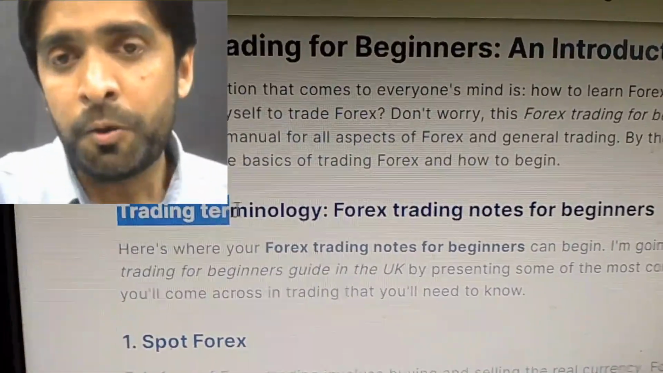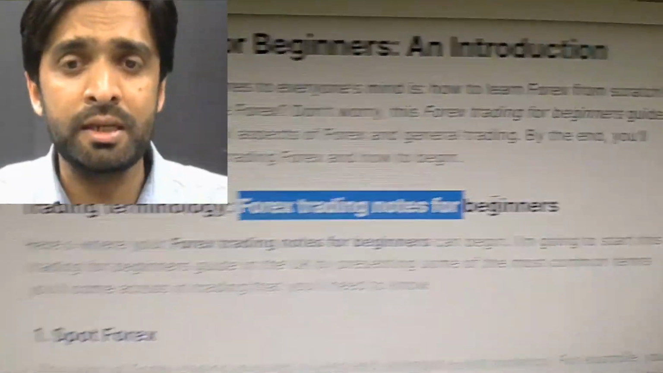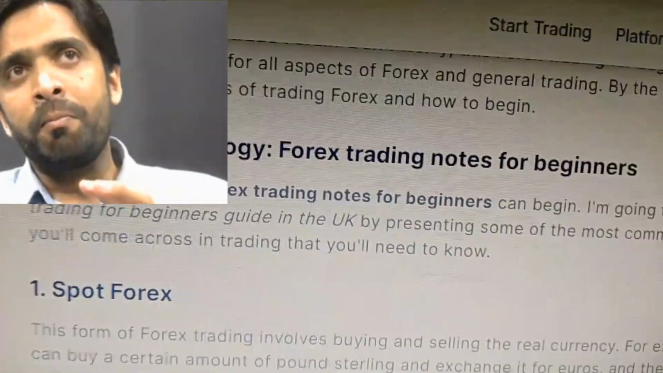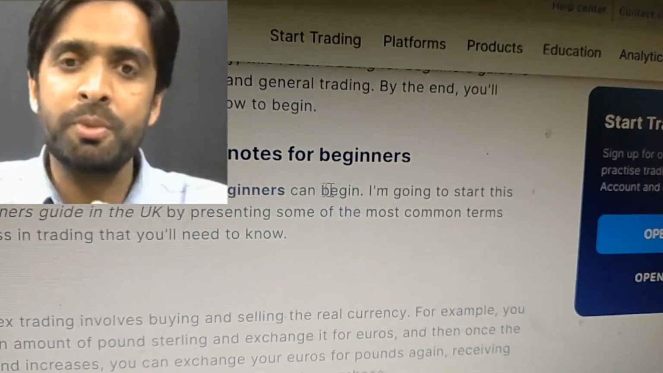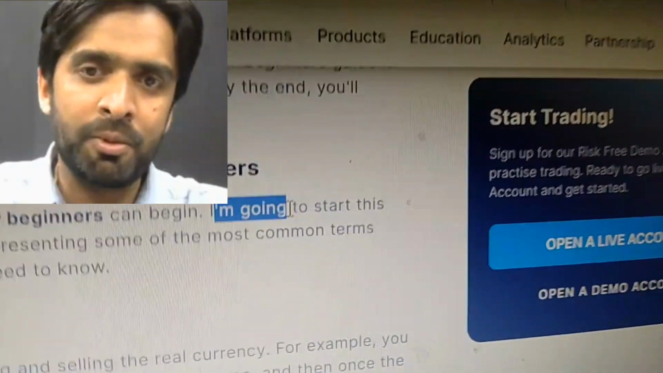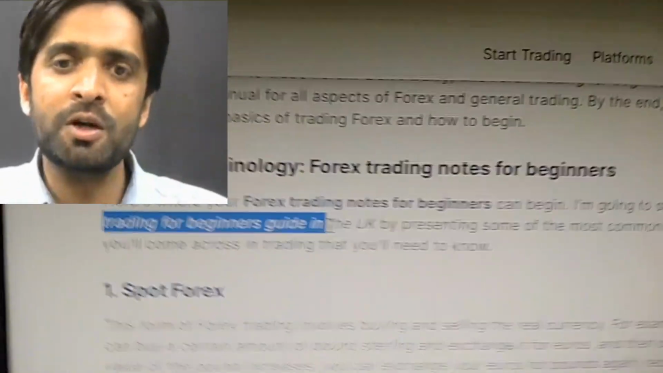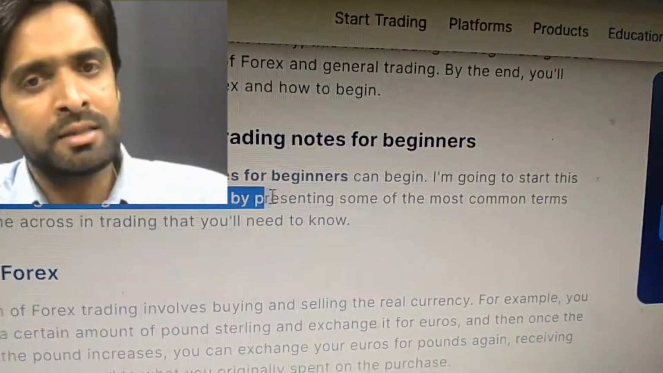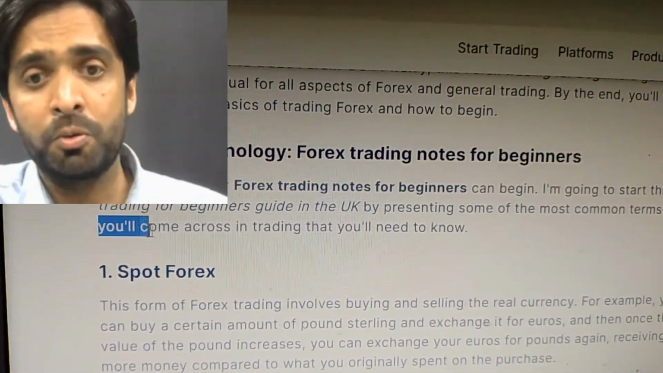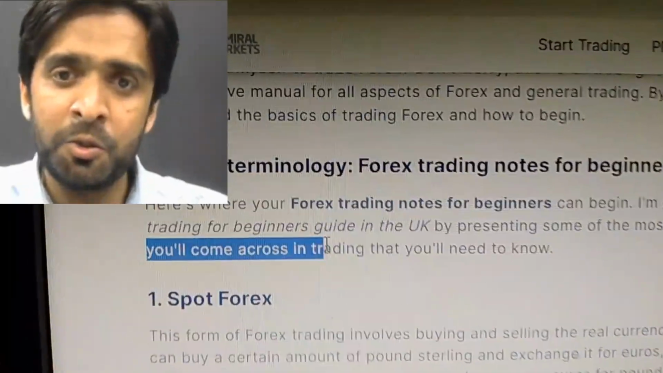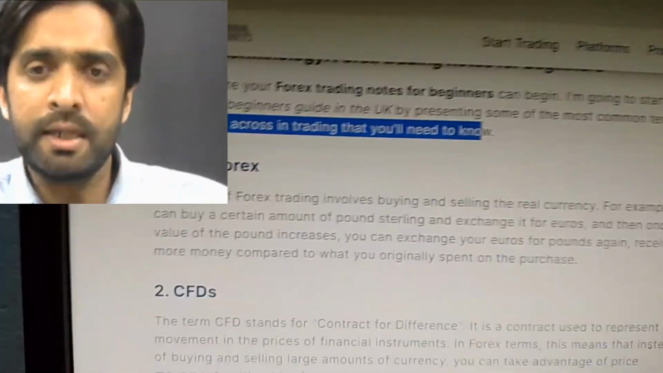First of all, the trading terminology. Forex trading notes for beginners. Here is where your forex trading notes for beginners can begin. I am going to start this trading for beginners guide by presenting some of the most common terms you will come across in trading that you will need to know.